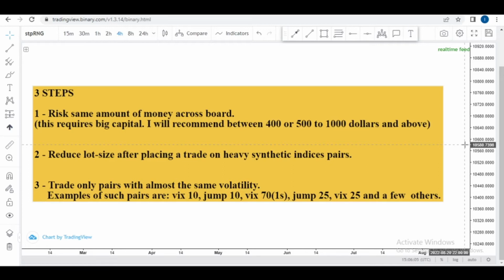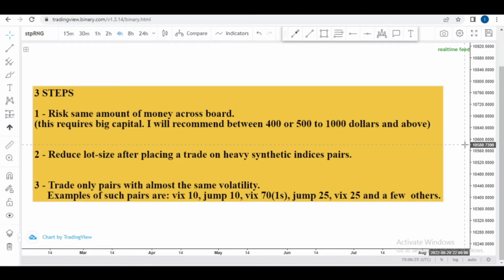Maybe that might work. But if you use a 4 hour entry candlestick like I do, and you also wait for confirmation like I do, you will discover that you can't trade this number one step with $100 capital, not even a $200 capital. So that's why I will recommend a $400 capital minimum, or 500 to $1,000 and above.